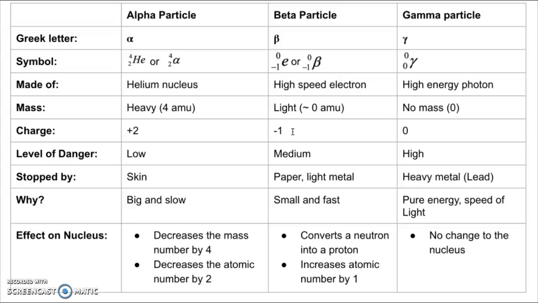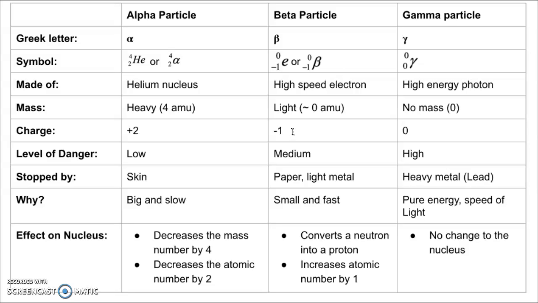In terms of a nucleus, my beta particle is going to convert a proton, or my apologies, it's going to convert a neutron into a proton, and my atomic number is going to increase by 1. Okay, so my mass number stays the same. My atomic number increases by 1.